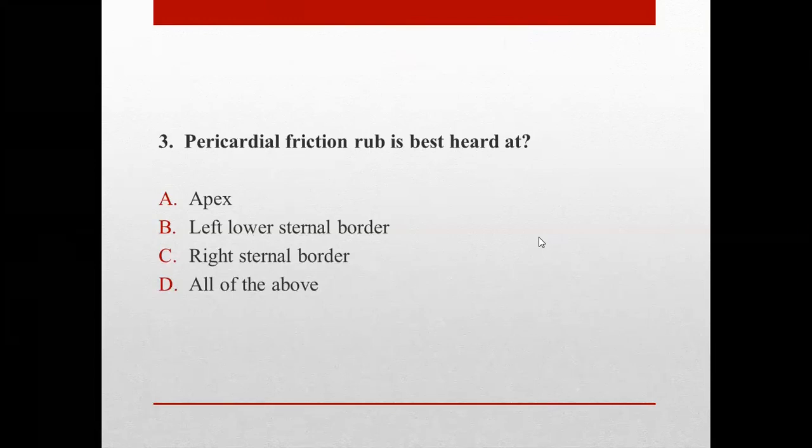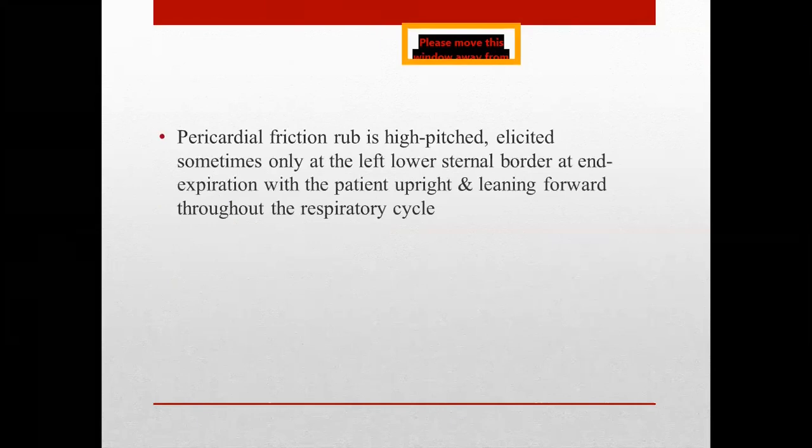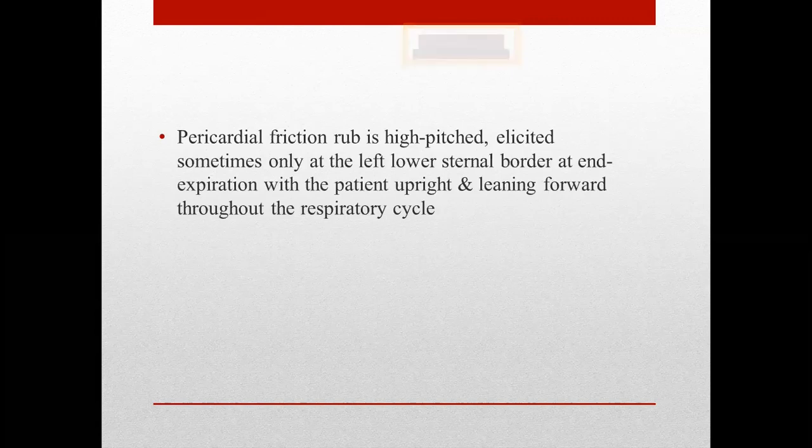So I can see that we have a consensus that the correct answer is B, left lower sternal border, and actually it is already the correct answer. Pericardial friction rub is a high-pitched sound that can be heard at the lower left sternal border at the end of expiration with the patient in the upright position. Of course, it will be heard better if the patient is in the upright or leaning forward position. Okay, so the correct answer is the lower left sternal border.